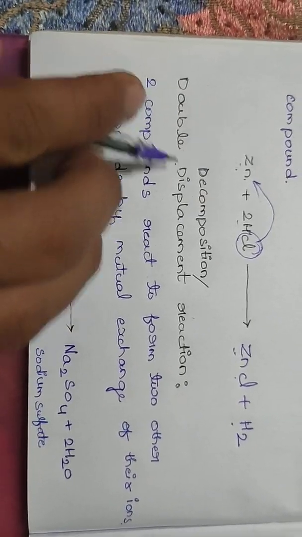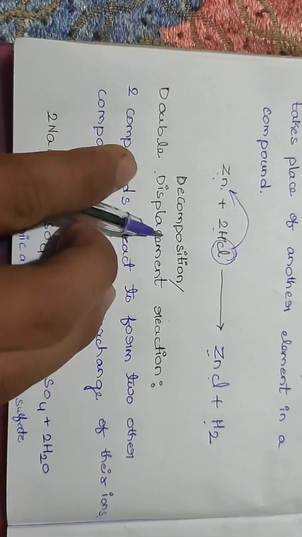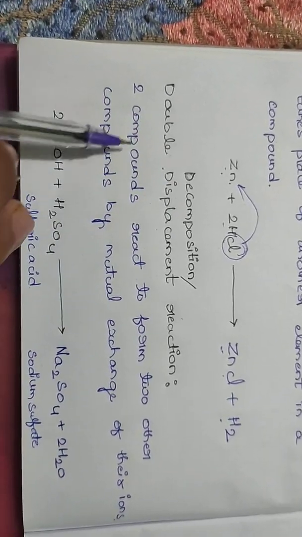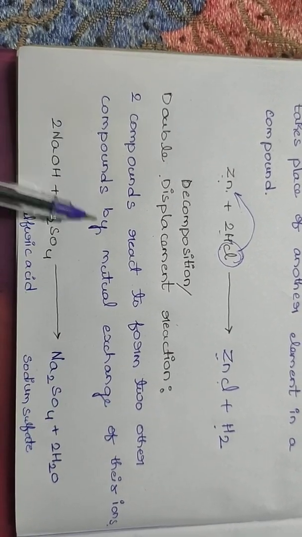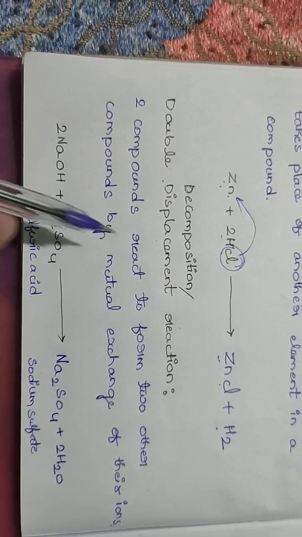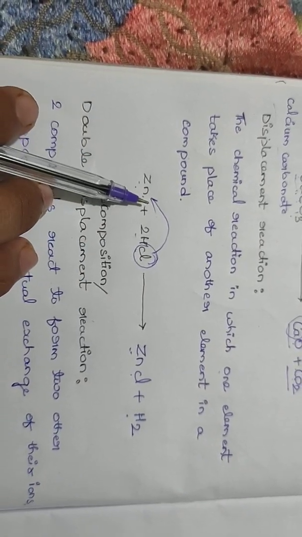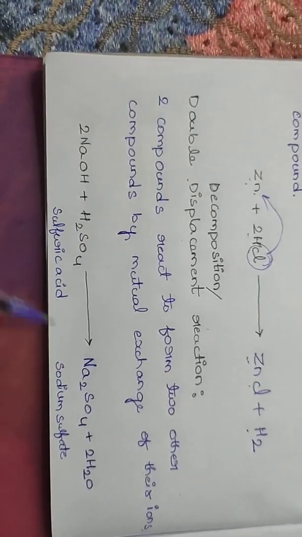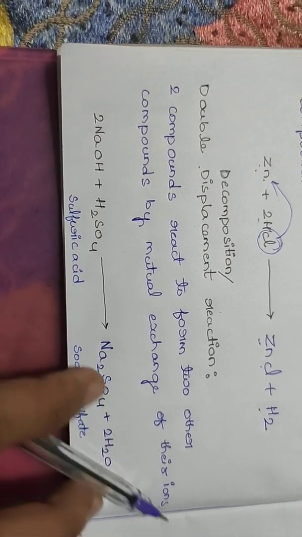Now we have double decomposition or double displacement reaction. We can call it either way. Two compounds react to form two other compounds by mutual exchange of their ions. It is similar to the displacement reaction, but here two substances will be exchanging their ions.